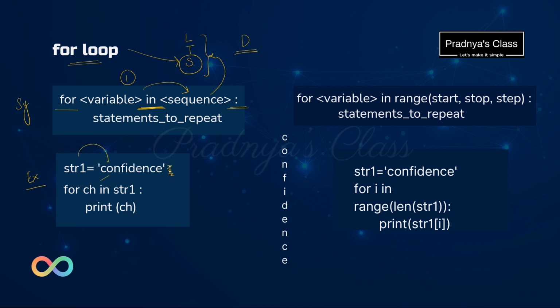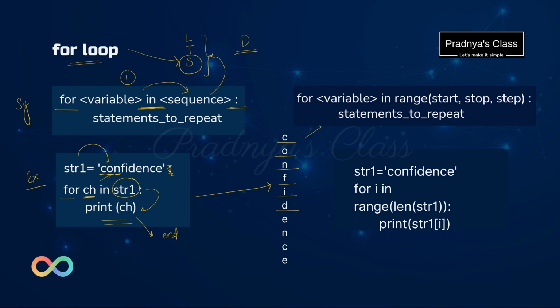Now let's iterate over this string. For this is a variable in string 1. In the block we are writing a print statement. So the characters one by one will get printed. As it is iterating over each character one by one, the characters are getting printed on a new line. If you want it on the same line, you can use the end parameter of the print statement.